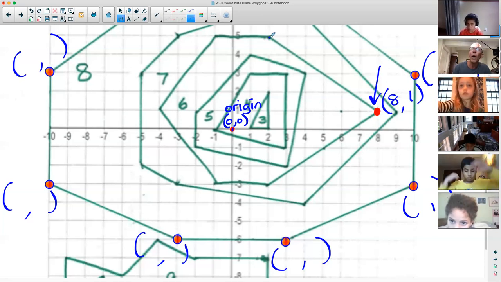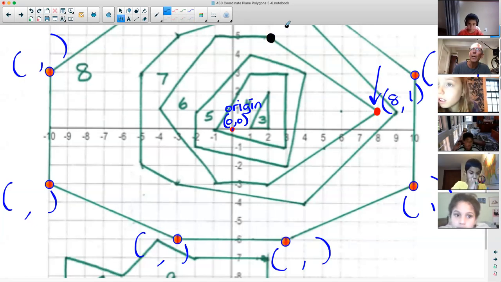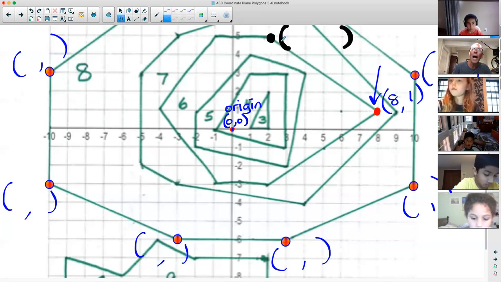The next point I want you to name is this one. I'm going to do the next point in black. That point right there in black points down to a number and then across to a number. And I want everybody to send me a chat right now.